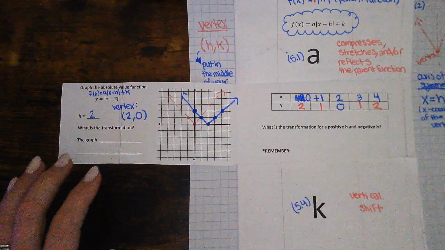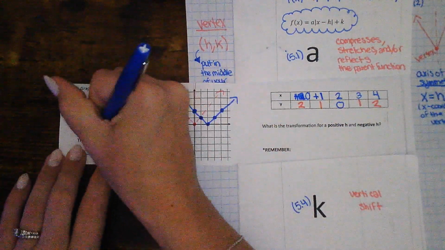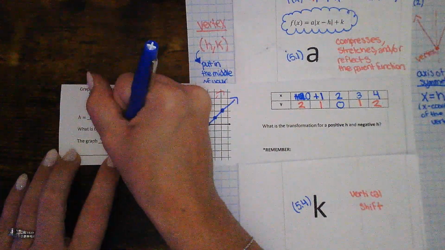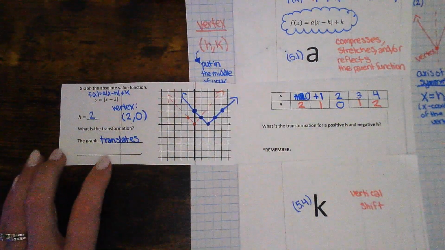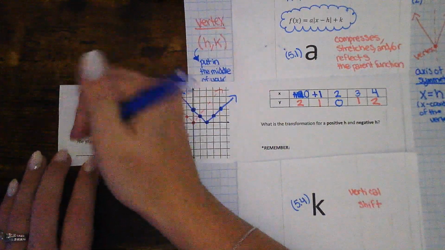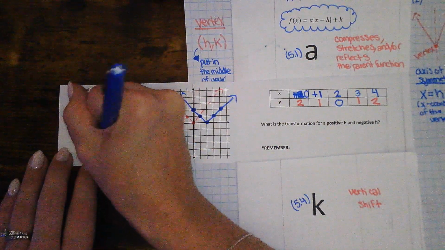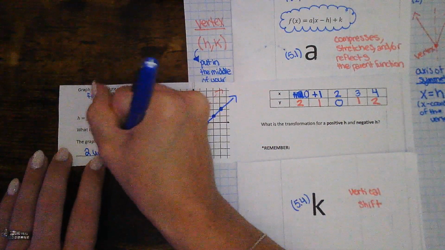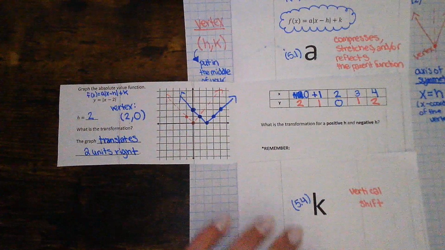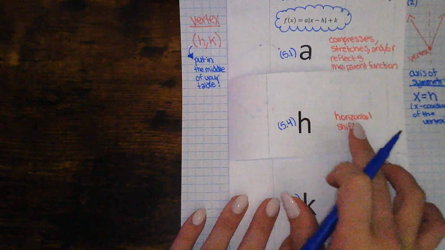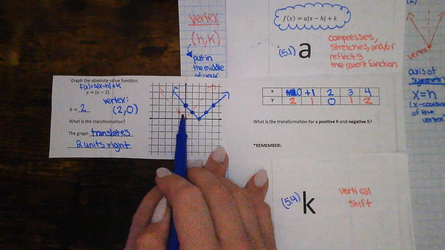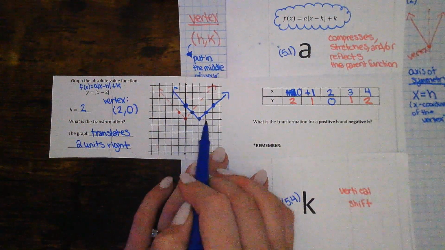And we have a fancy word for the word shift. We're going to say translates, or the graph is translated 2 units right. And that makes sense, right? Because we talked about how h is going to show a horizontal shift. So this moved 2 units to the right.